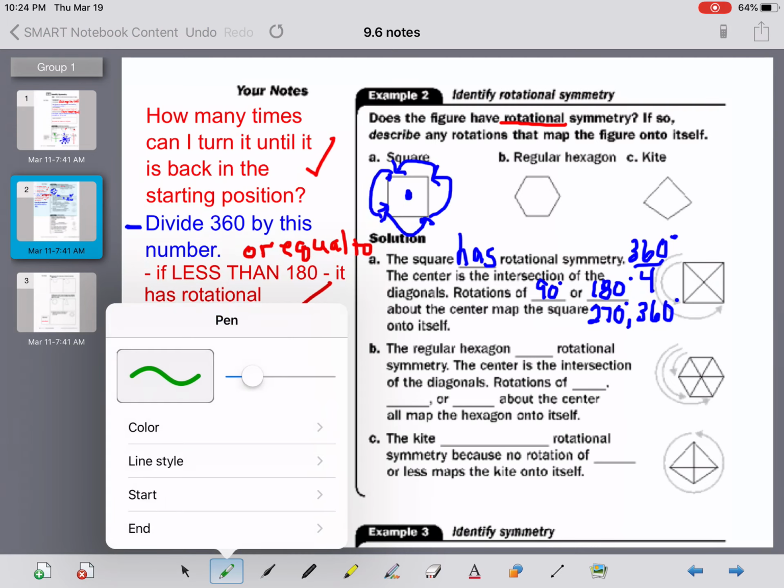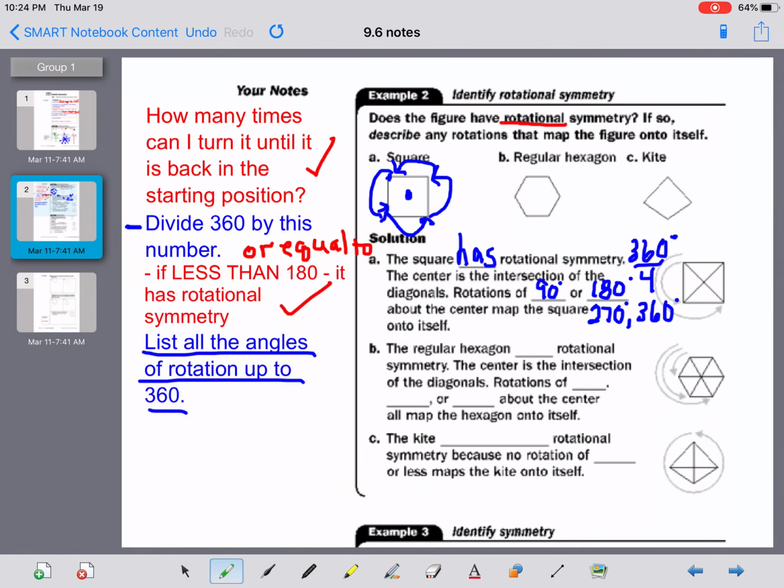Now let's move to B, my regular hexagon. And again, I want to stress to you, it does say that it is regular, so all my angles and my sides are exactly the same length. So again, I find my center of rotation, and I try to see how many times I can turn this hexagon and it'll look identical to itself. So once again, I'm going to choose a vertex, and I could turn it once here, twice, 3 times, 4 times, 5 times, and 6 times. So once again, this regular hexagon definitely has rotational symmetry.